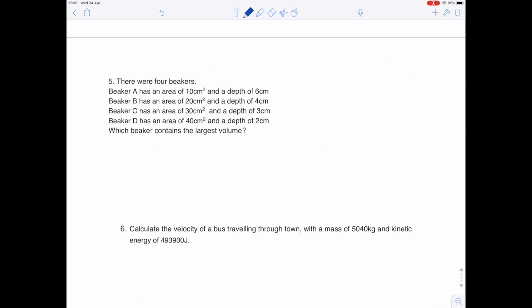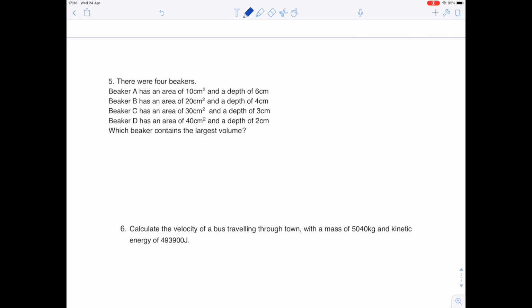5. There were 4 beakers. Beaker A had an area of 10 centimetres squared, a depth of 6 centimetres. Beaker B has an area of 20 centimetres squared and a depth of 4 centimetres. Beaker C has an area of 30 centimetres squared and a depth of 3 centimetres. Beaker D has an area of 40 centimetres squared and a depth of 2 centimetres. Which beaker contains the largest volume?